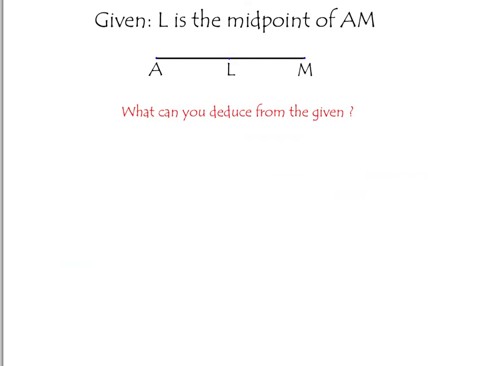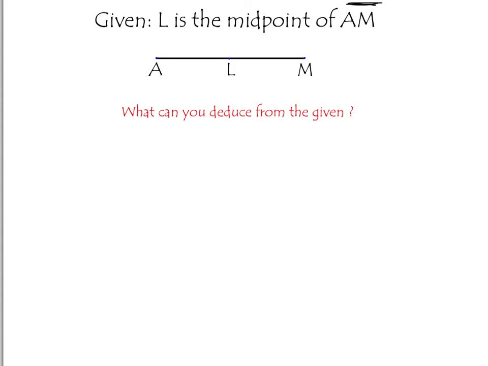So here's an example, and this is something we've talked about a lot. It says that L is the midpoint of line segment AM. Yeah, I know there should be a little bar over that AM. So it says line segment AM. Okay, so now my question is, what can you deduce from the given information? Well, L is a midpoint of AM. What's the definition of a midpoint? Well, the definition of a midpoint is, if L is a midpoint, then AL is equal or congruent to LM. So that's what you can deduce from it.